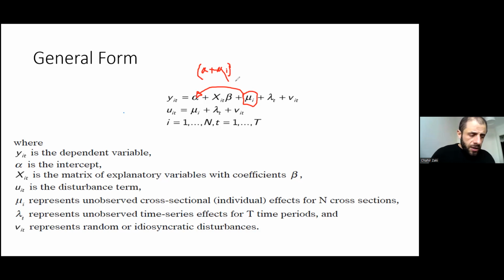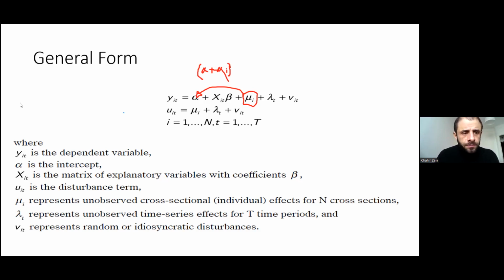Which means in this case, if I combine the two terms together, the intercept will be varying by individual. And that's why in this case we have to have an intercept for each individual, because the intercept will be decomposed in two parts. A part that is constant, which is alpha, and a part that is not constant, which is mu, because it changes by individual.